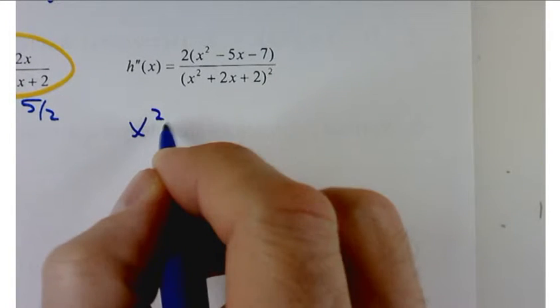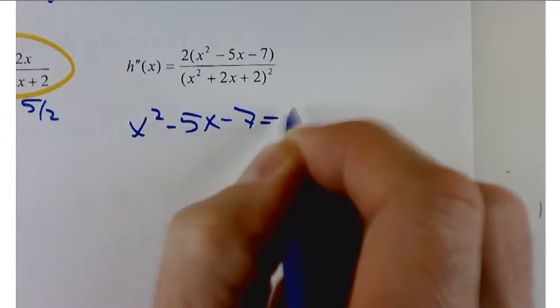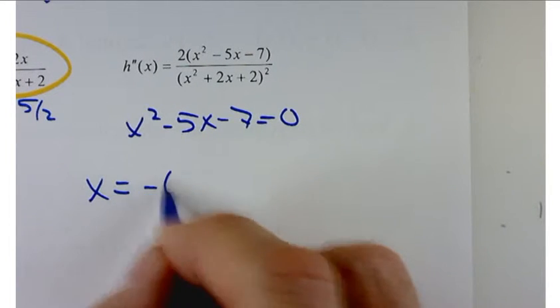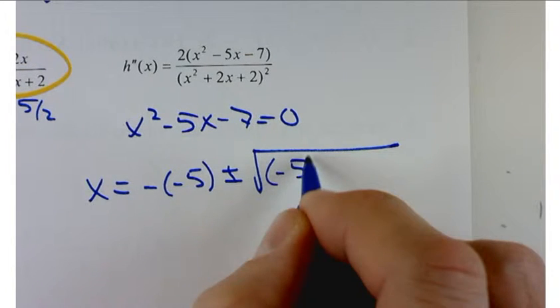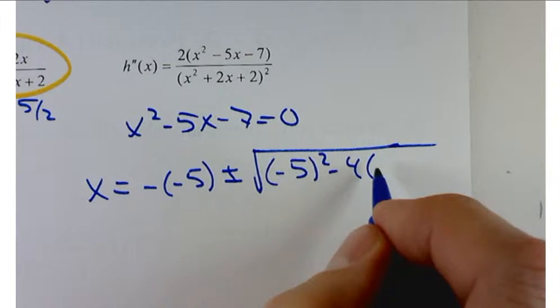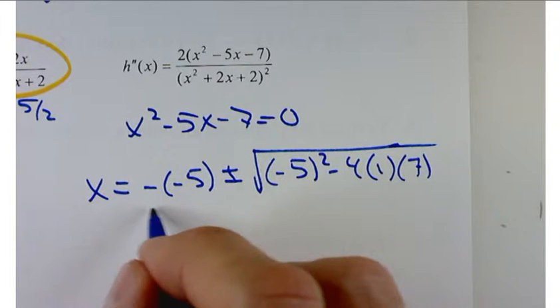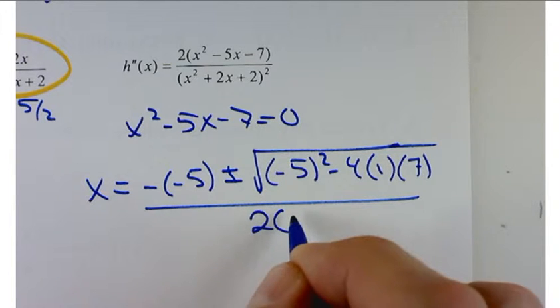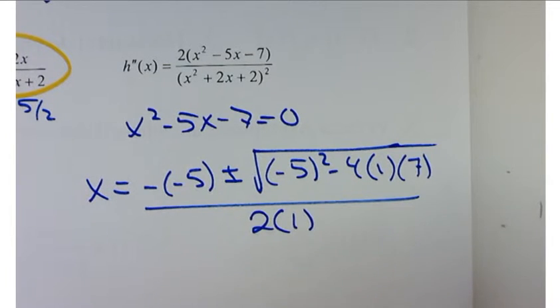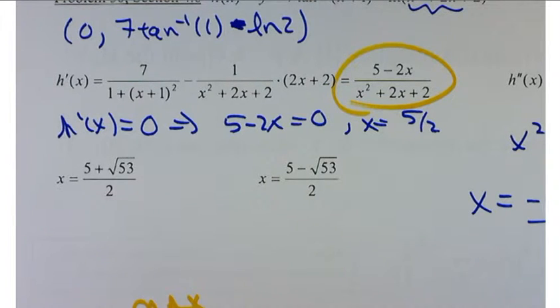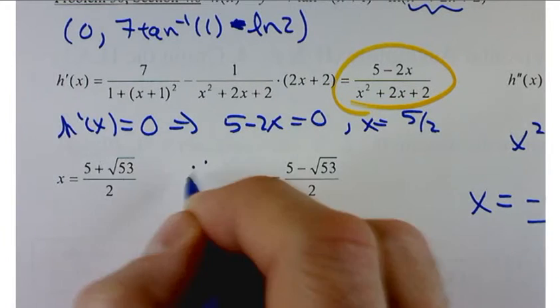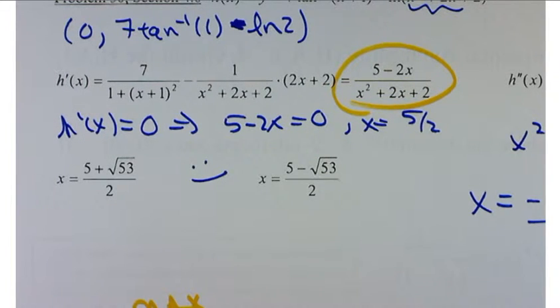means x equals the negative of negative 5, plus or minus the square root of negative 5 squared minus 4 times a, which is 1, times c, over 2 times 1. Wow. Guess what you get? There we go. 5 plus or minus the square root of 53 over 2. Wow, isn't that special? Woohoo! Outstanding.